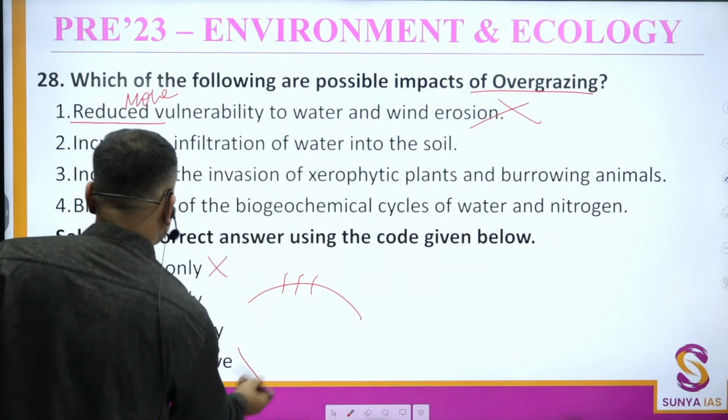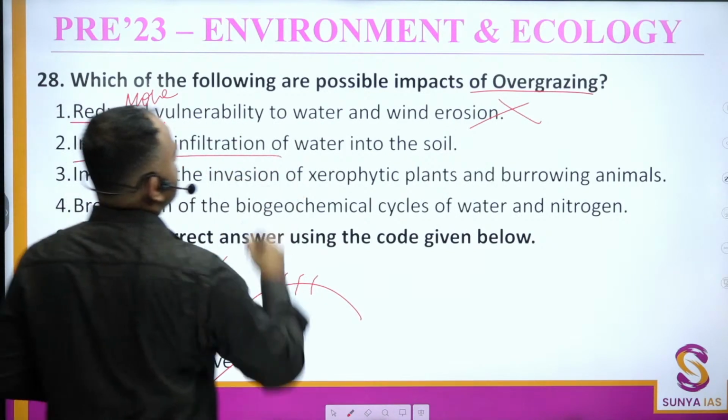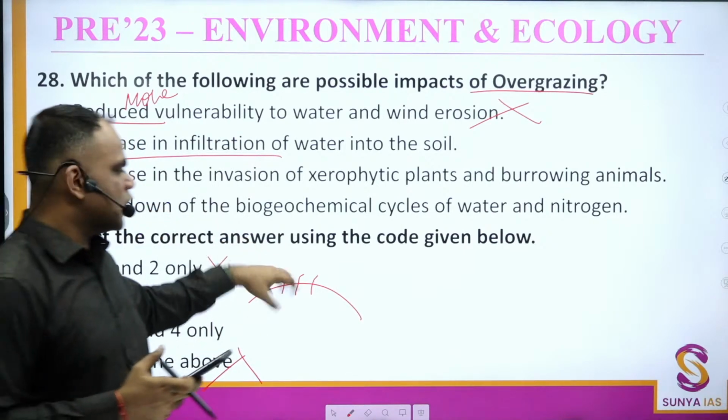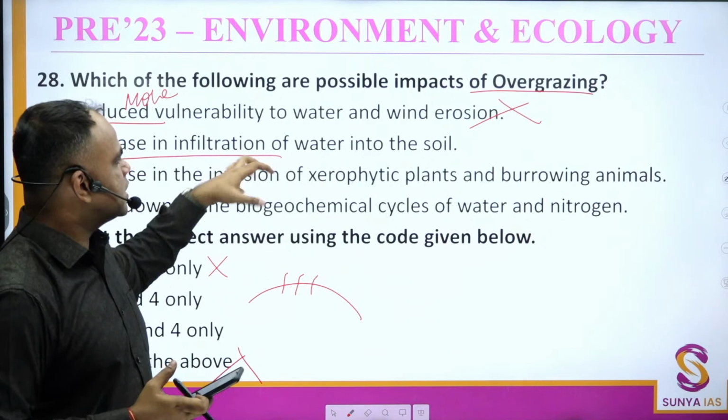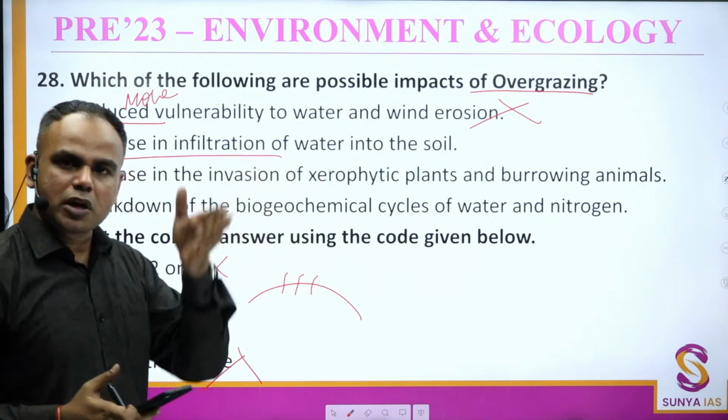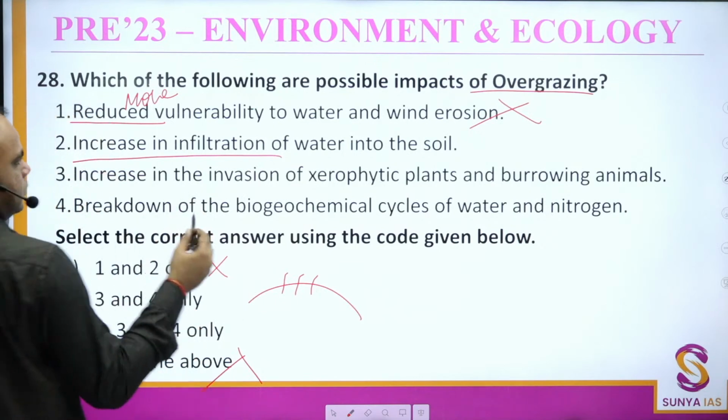Then, increase in infiltration of the water into the soil. Again the same thing. When this vegetation is not present, all of this has been removed, how will this water be infiltrated into the soil? It will not be. There will be more water runoff. So even this is wrong.